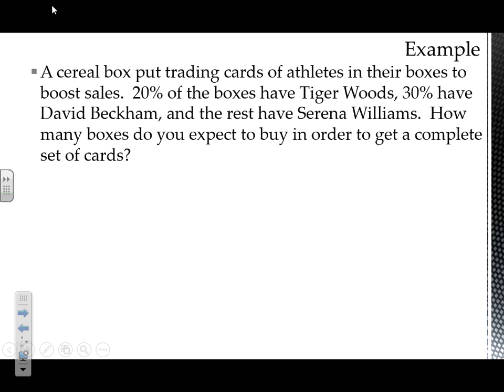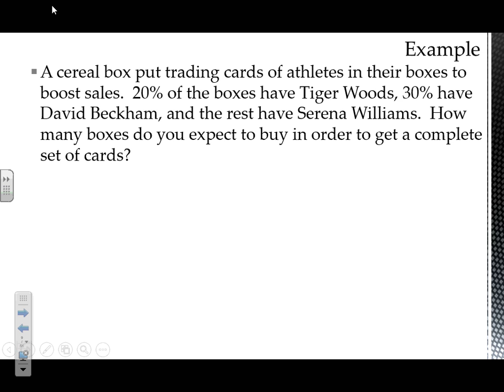Okay? So, let's do an example. A cereal company put trading cards of athletes in their boxes to boost sales. 20% of the boxes have Tiger Woods, 30% have David Beckham, and the rest have Serena Williams. How many boxes do we expect to buy in order to get a complete set of cards?